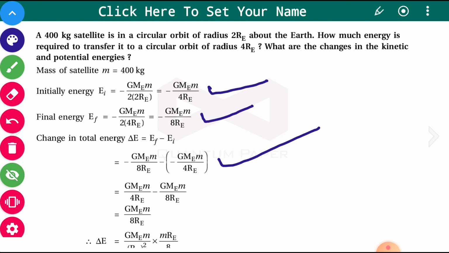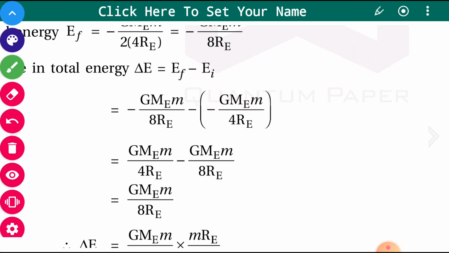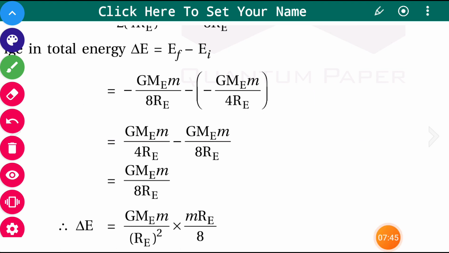Now we just have to take the difference, final energy minus initial energy, and simplify this. On simplifying, it is very easy. Final energy minus initial energy has been done. So we can have G Me m upon RE as common, and if you simplify, then finally the difference of energy will be G Me m upon 8RE.